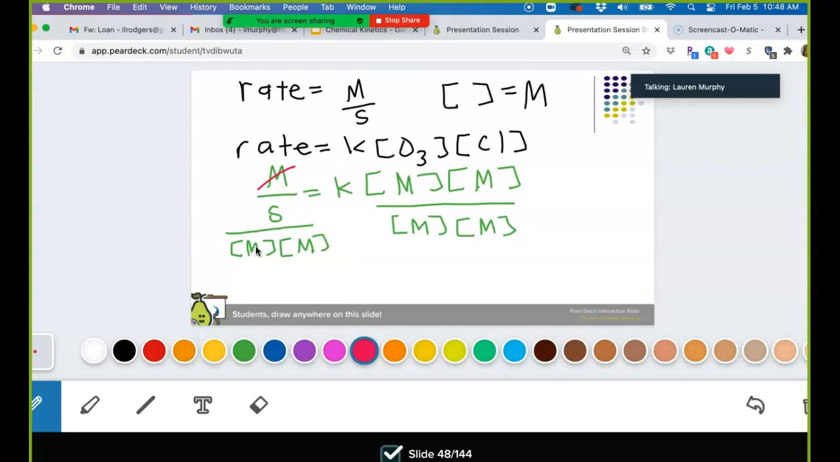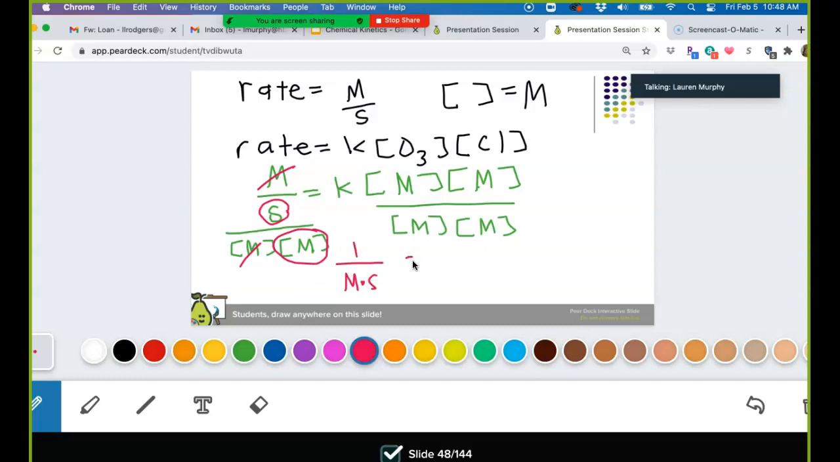So one of the molarities will cancel. Now be careful, you have seconds on the bottom and you also have molarity on the bottom. You can either write it like this, 1 over molarity times seconds, or seconds times molarity. It doesn't matter the order. They're both in the bottom though.